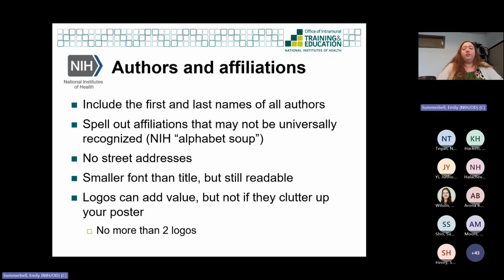Font size for affiliations is smaller than the title, but again, still visible from about 6 feet away. So if someone is standing there reading your poster, they can see your names without having to get up really close to see them. Logos are also really helpful here in the top title bar. They can add value, but only if you have 1 or 2 logos. You do not need to have more than that. More than 2 logos, it starts to look really cluttered and doesn't really add anything to the poster.